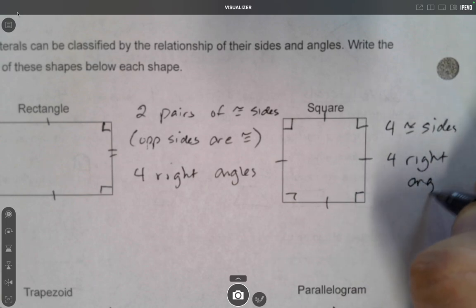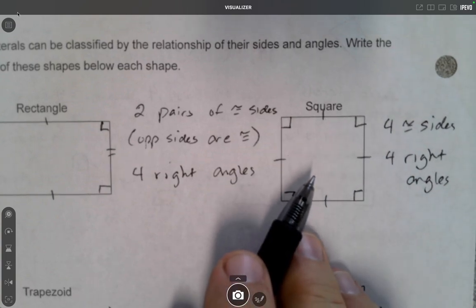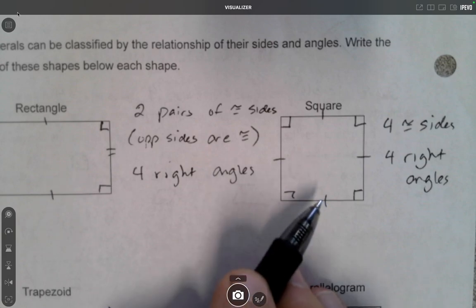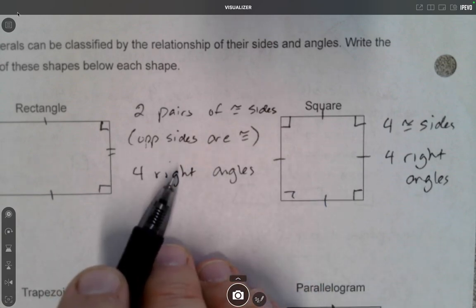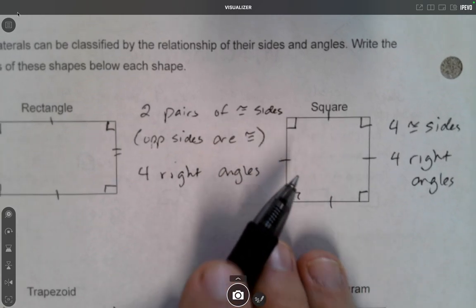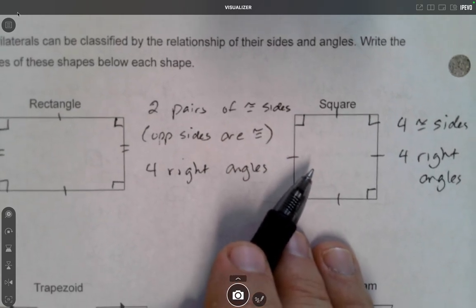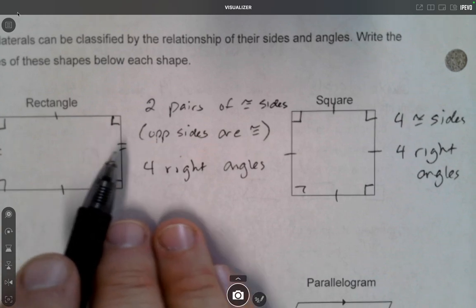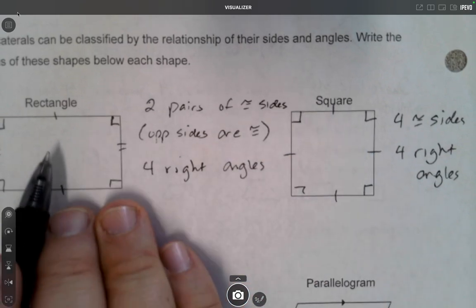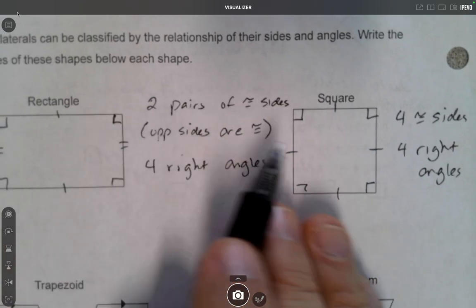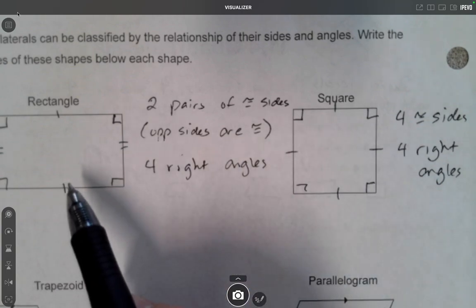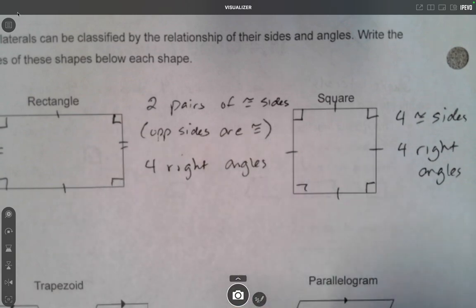Now maybe you've had teachers talk to you about this before. A square is a rectangle. If you look at the requirements for a rectangle, a square meets those. It has 4 right angles and its opposite sides are congruent. But a square is a particular type of rectangle, because a square, not only are its opposite sides congruent, but all four sides are congruent to each other. A rectangle, that does not have to be true. It can be, but doesn't have to be. So every square is a rectangle, but not every rectangle is a square.